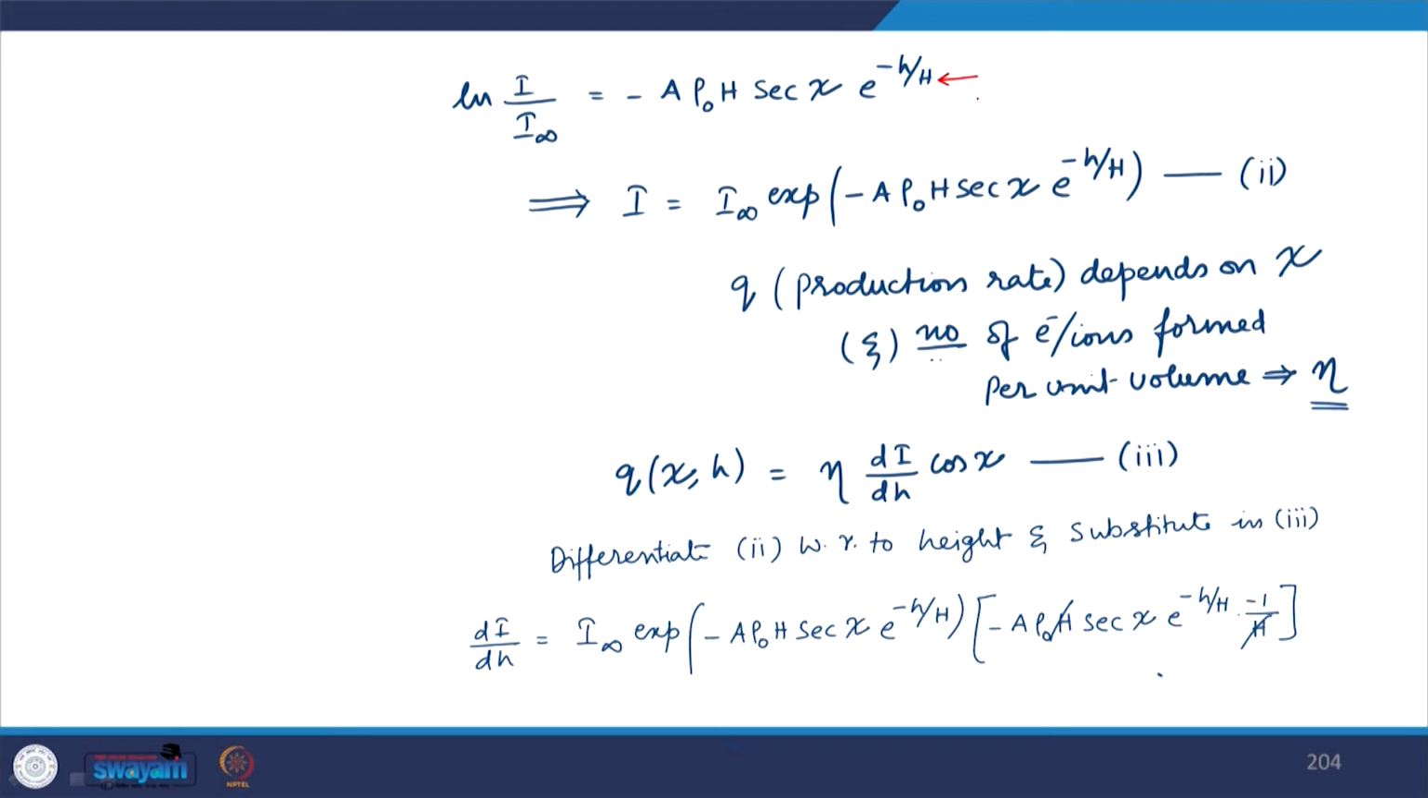So this is the most important. If you want to understand, this expression tells you what the intensity I infinity is after it has traveled a distance of small h in an atmosphere with a scale height capital H at an angle chi. That's it. You will realize that it is exponentially decreasing as a function of height from the top.